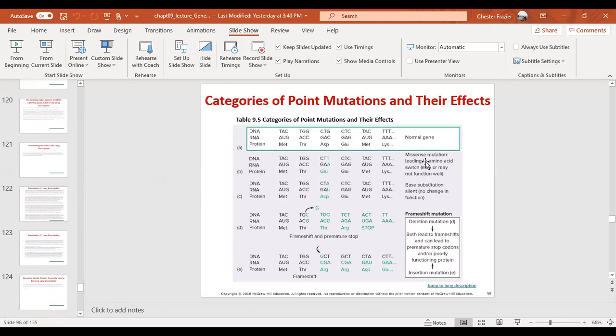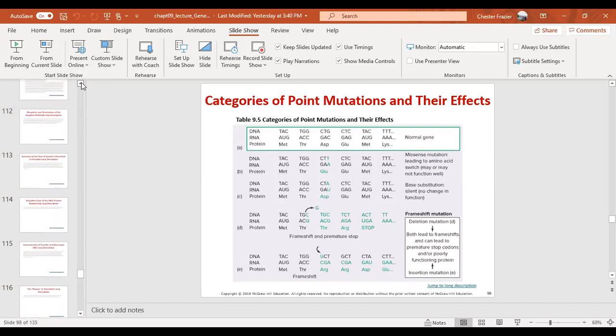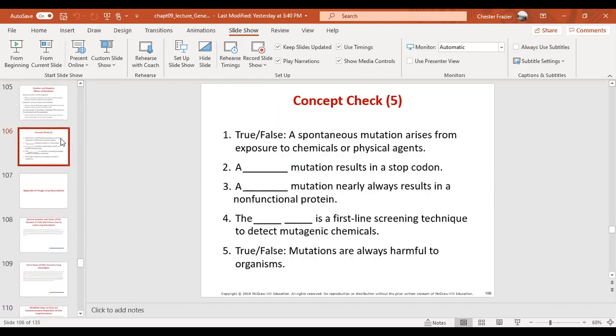Whereas a missense would be a change, a switch in amino acid. You can have a base substitution, but no change in function. Remember, we have redundancy in the genetic code that protects us. And I didn't mean to go so far. Let's go back for a minute. A blank mutation nearly always results in a non-functional protein.